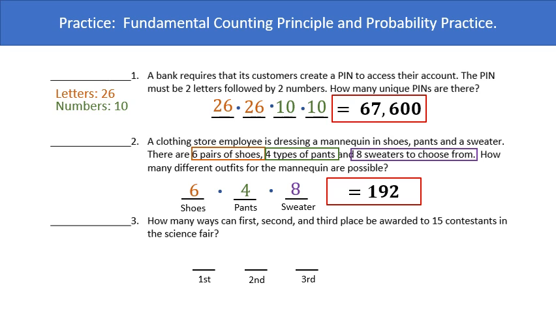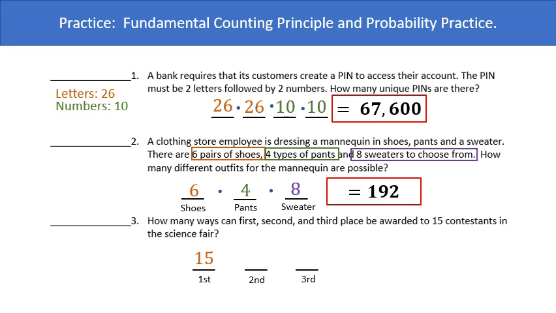Well, you're going to choose first place, second place, and third place. All right, so now we have to think about how many choices we have. When we award that first place award, there are 15 contestants in the science fair, so there are 15 different people that could win first place.